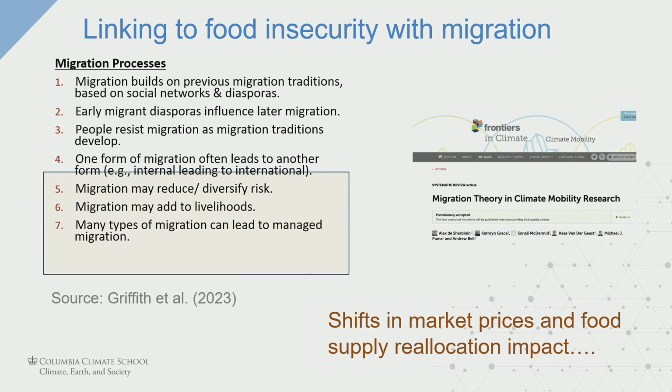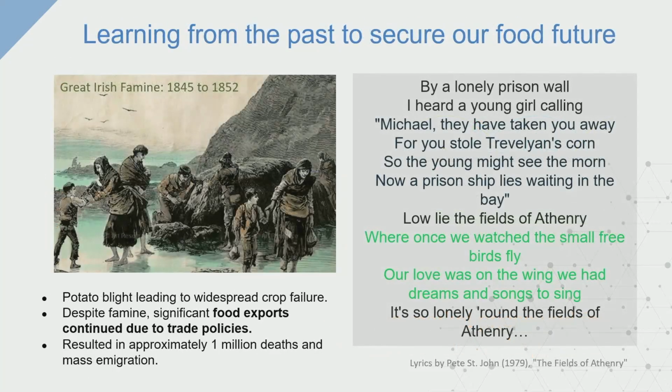Oh, this got a little shifted, but understanding the connection between food insecurity and migration. We've done some good work with David Griffith on the processes that could be impacted by food prices and hydrology. And we have a paper on migration theory in climate mobility research to look at the theories of migration. So I think there's a lot of potential. I'll end with, it is very much a human story. We have really tremendous responsibility here.